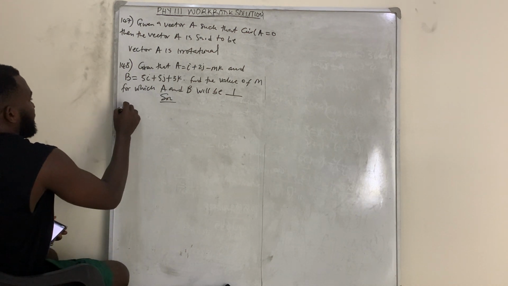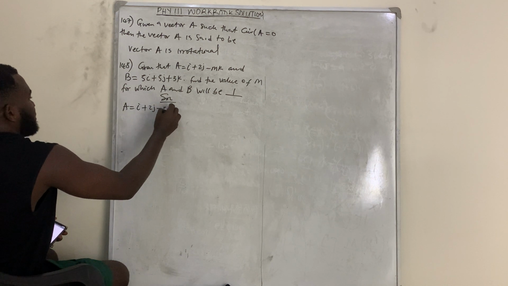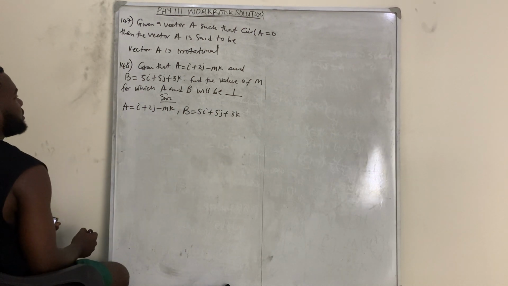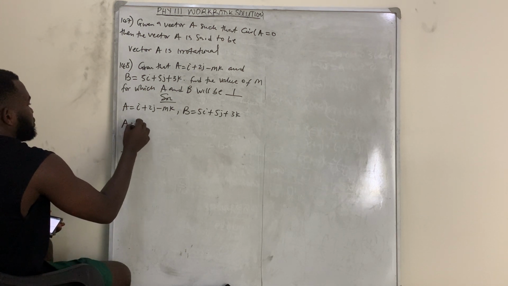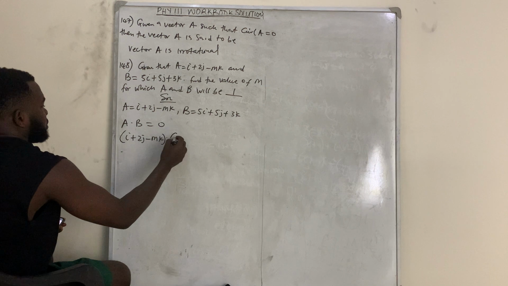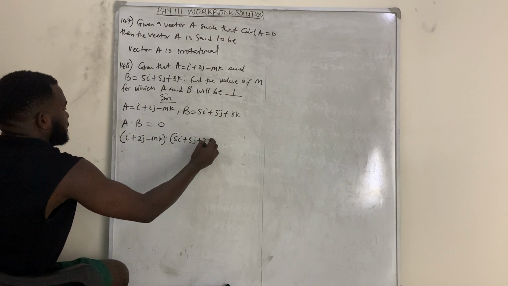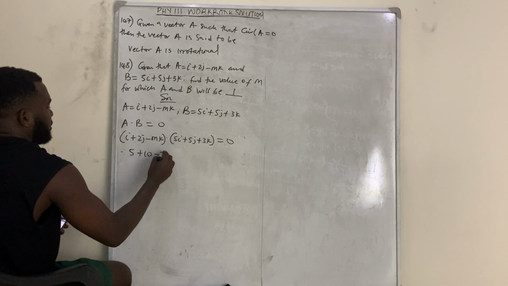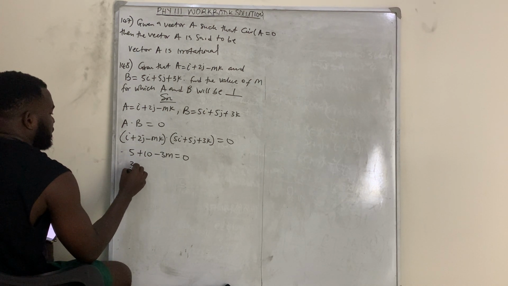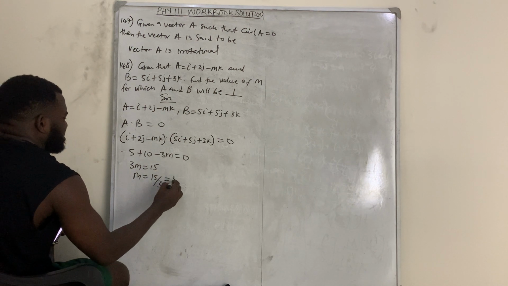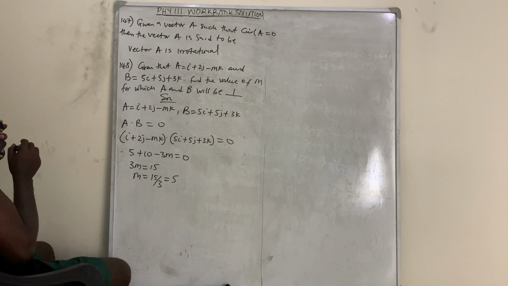So solution, they gave us that our A is equal to i plus 2j minus mk. They gave us our B is equal to 5i plus 5j plus 3k. We will now notice that whenever two vectors are perpendicular, their dot product must be 0. So we will have i plus 2j minus mk dot 5i plus 5j plus 3k is equal to 0. So this times this will give you 5. This times this will give you 10. This times this will give you minus 3m is equal to 0. So collect like terms to have 3m is equal to 15. So therefore, m is equal to 15 over 3, which is 5.